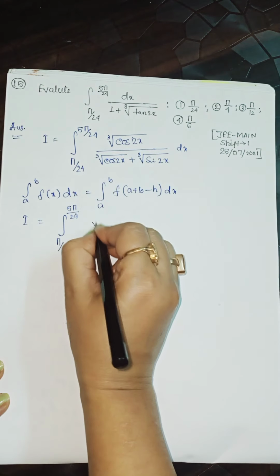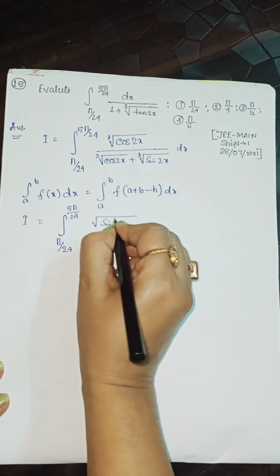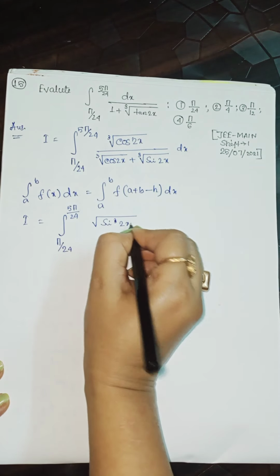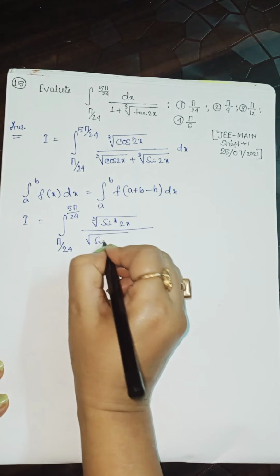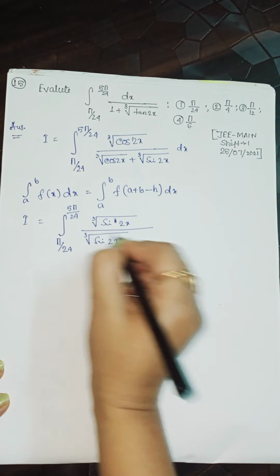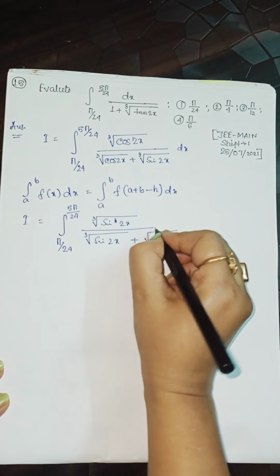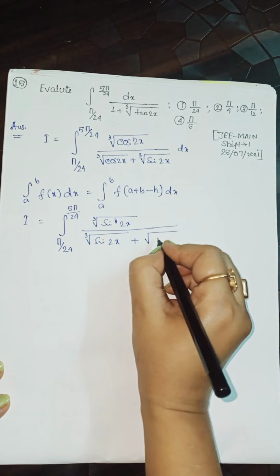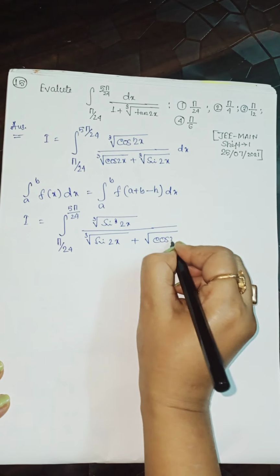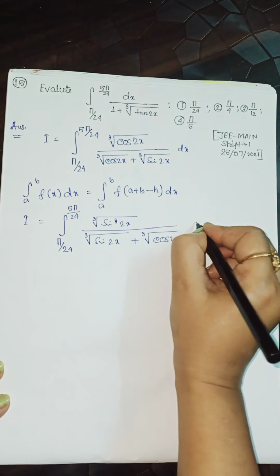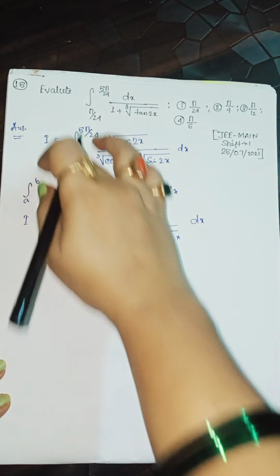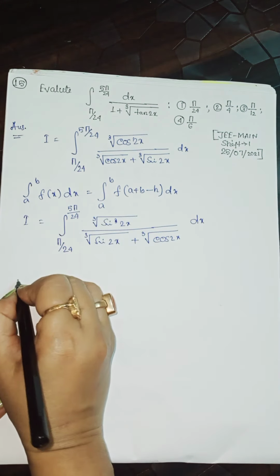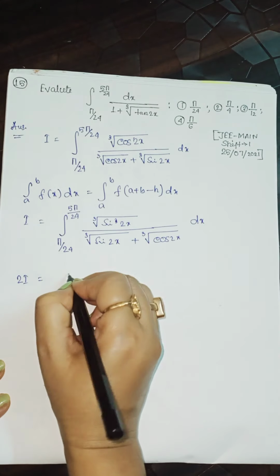Now this one is root over sin 2x cube root, and this is root over sin 2x cube root plus root over a plus b minus x, so it is cos 2x cube root dx. Now adding, this one is I, this one is I. Now add these two, so this one becomes 2I is equal to what?